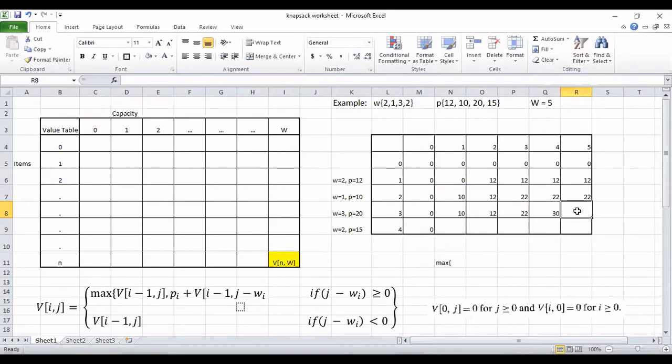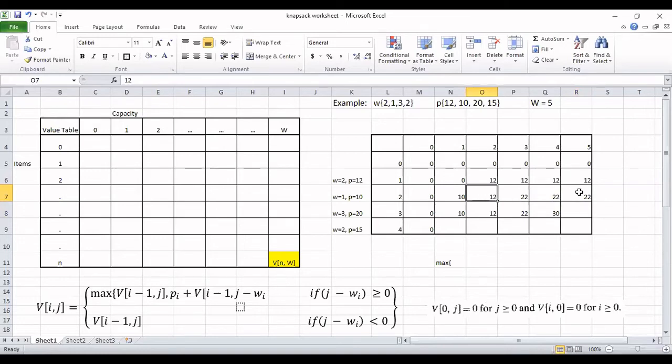How about the next one, when capacity is 5? 20 plus 12, that is 32. You got the answer also. Very nice. So that means you can accommodate the item, so we go for maximization. The maximization of the previous cell, it's 22, and 20 plus V of I minus 1, J minus Wi, that is nothing but 12. So 20 plus 12 is 32.